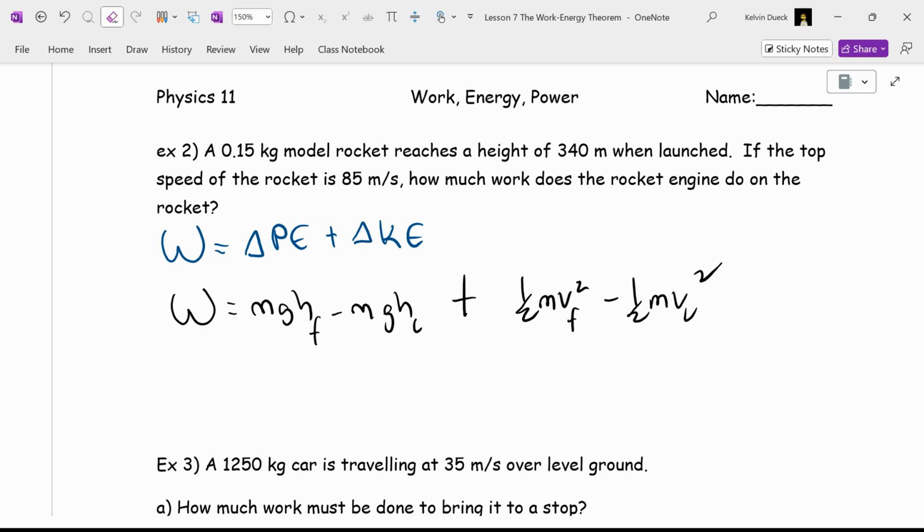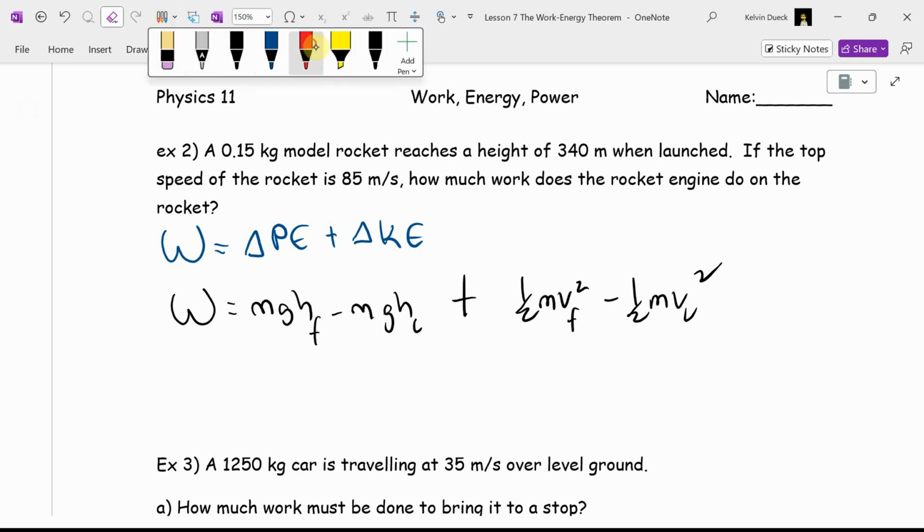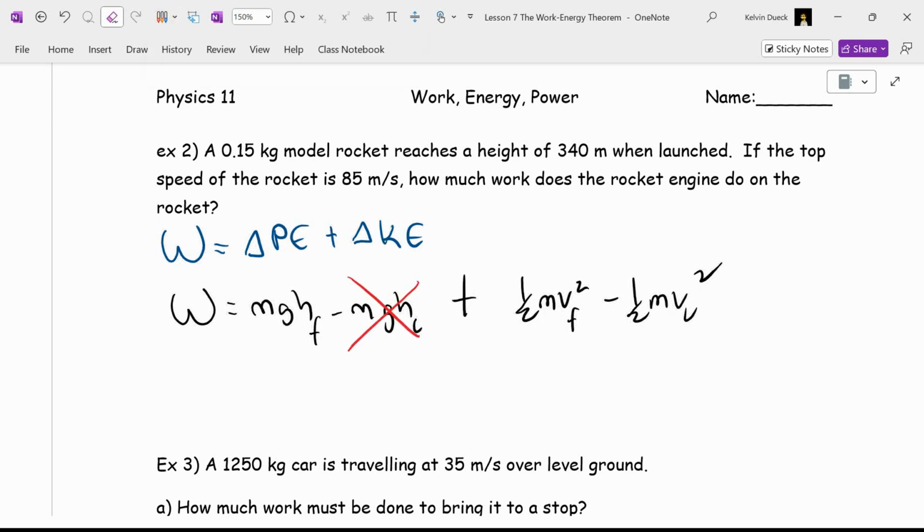Hey, are any of these zero? Potential energy is going to be zero when h is zero. Are we ever on the ground? If we launch a rocket, are we ever on the ground? Liam's nodding. When? Initial or final? Yeah, hopefully not final, because if that's the case, something's gone terribly wrong. What about kinetic energy? Are we ever at rest? We're at rest right before we press the launch button. So I'm going to say that we're starting out with no kinetic.